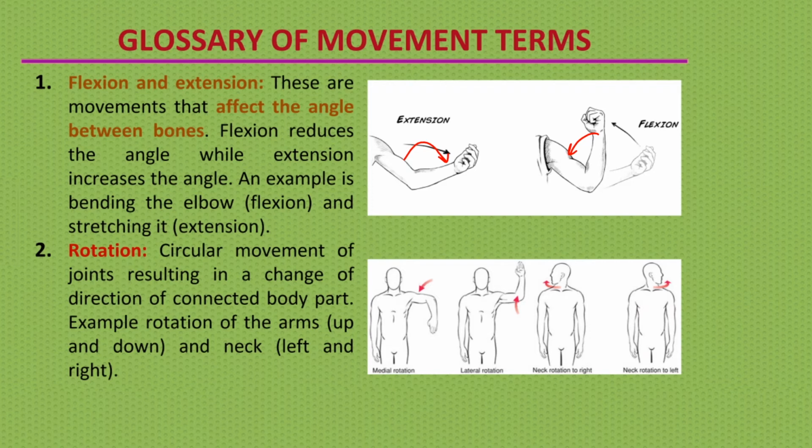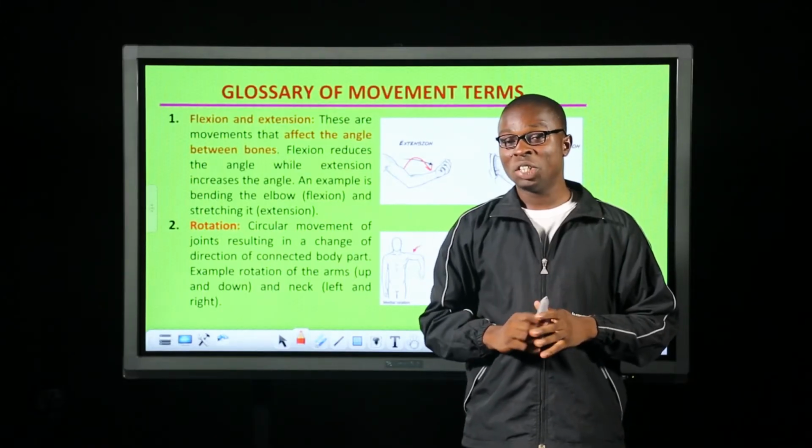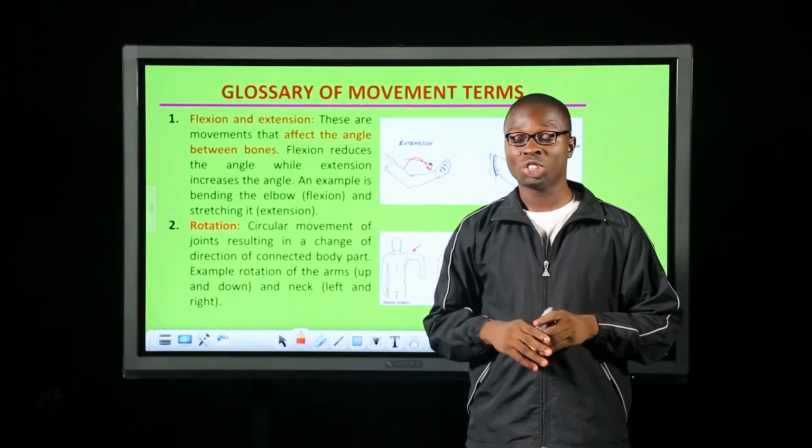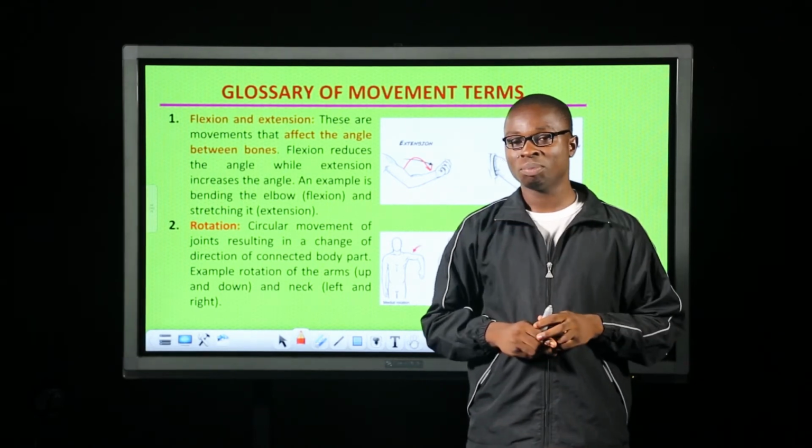Another movement term of interest is rotation. Rotation is a circular movement of a body part, resulting in a change in direction of that body part. For example, rotation of the neck sideways, as well as rotation of the arms. In both instances, notice that there is a change in direction of the palm and the face.